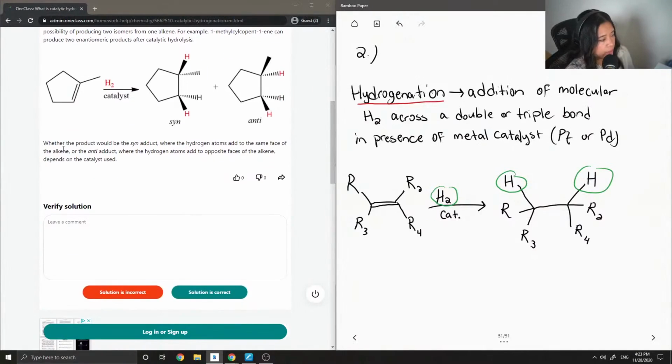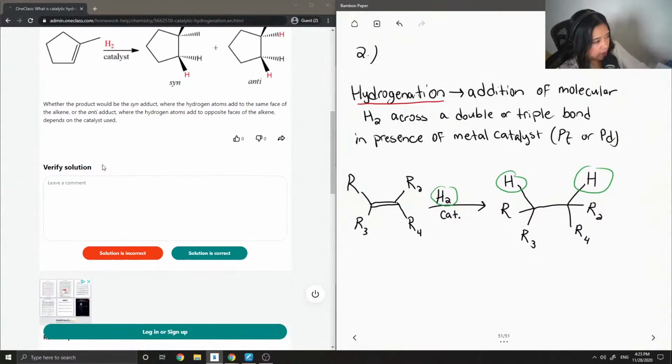So they also explain whether the product would be the syn adduct, where the hydrogen atoms add to the same face of the alkene, or the anti adduct, where the hydrogen atoms add to opposite faces of the alkene. Depends on the catalyst used.